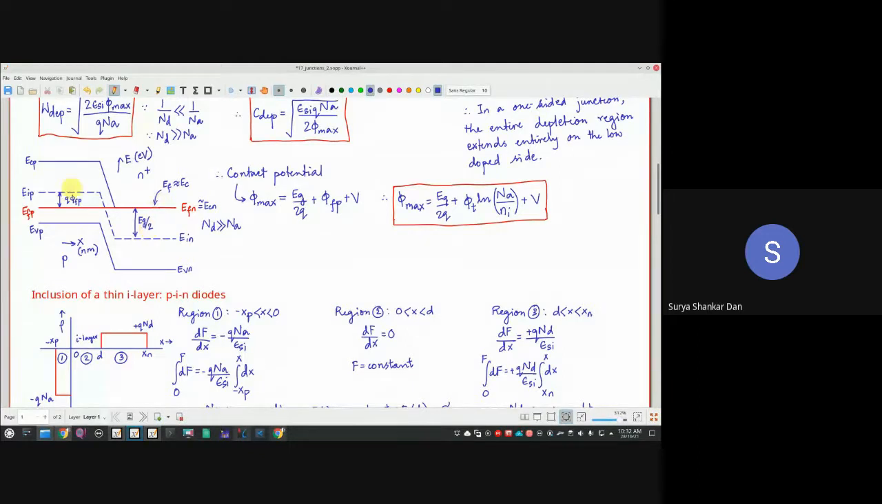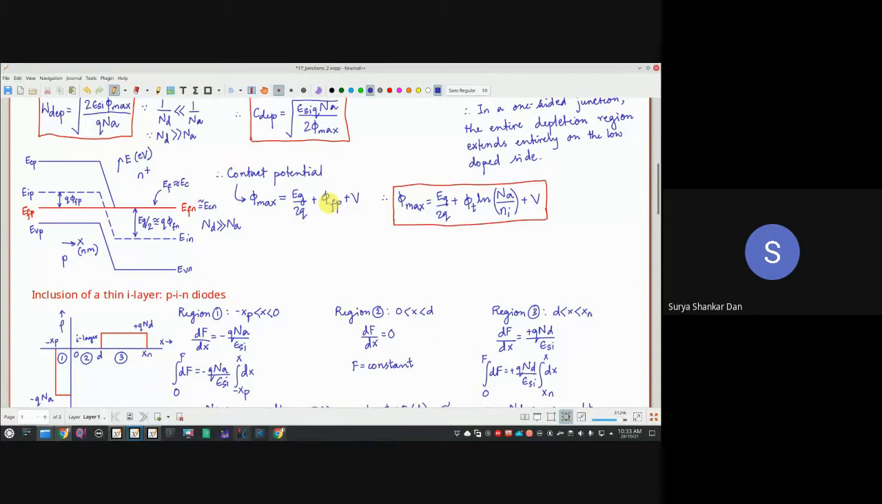Whereas EFP is not aligned with EVP because Na is not that much doped. Then clearly, what is your contact potential? Simply phi max. What did we do? This Eg by 2 is now approximately equal to Q phi Fn. So instead of writing phi Fn plus phi Fp is equal to phi max, as we have done for the case of the built-in potential, here what will happen? Eg by 2q plus phi Fp.